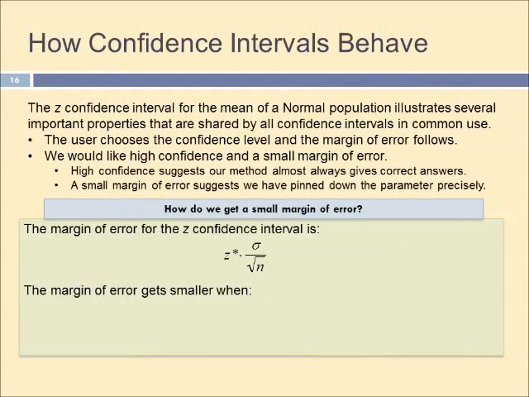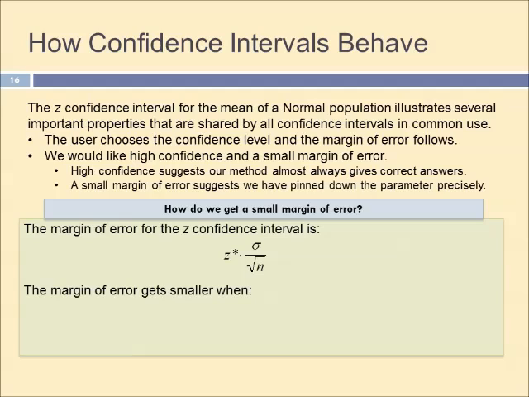Now, to look a little bit at how confidence intervals behave. The confidence interval for the mean of a normal population illustrates several important properties that are shared by all confidence intervals in common use. So we choose the confidence level, and the margin of error follows. We would like a high confidence and a small margin of error. So high confidence suggests that our method almost always gives correct answers. A small margin of error suggests that we have pinned down the parameter precisely.